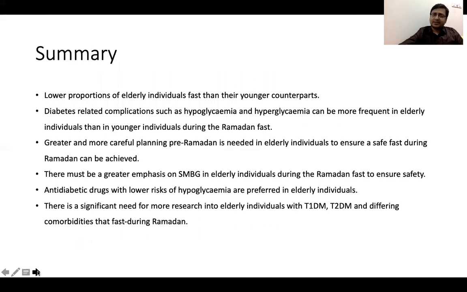Diabetes-related complications such as hypoglycemia and hyperglycemia can be more frequent in elderly individuals than in younger ones. Greater and more careful planning is required during this period of fasting. There must be a greater emphasis on self-monitoring of blood glucose. Anti-diabetic drugs with lower risk of hypoglycemia are preferred in elderly individuals. And there is a significant need for more research into elderly individuals with type 1 as well as type 2 and differing comorbidities that fast during Ramadan.